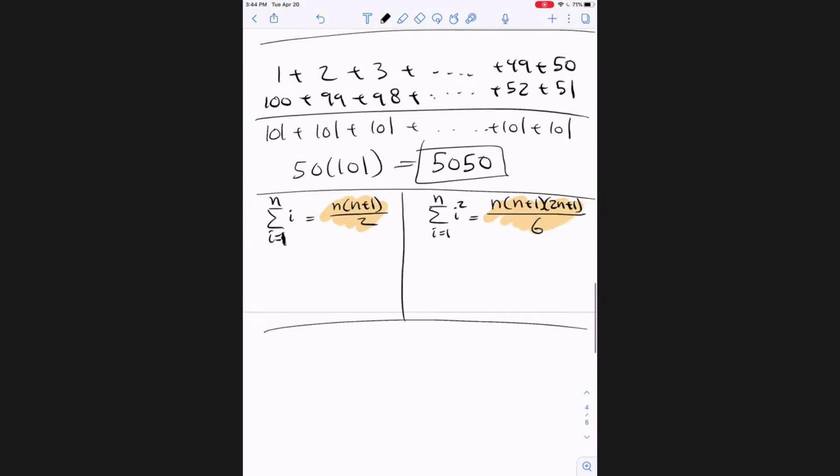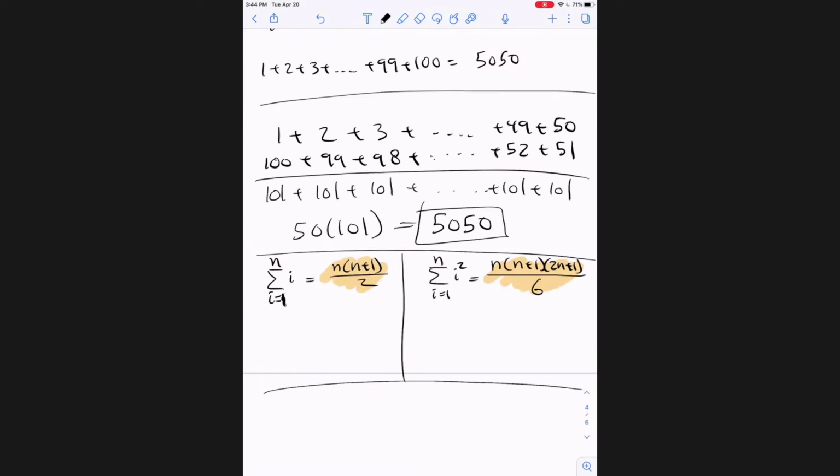Professor, that's a number 6, right? On the second one? Yeah, that's the number. This on the denominator, yeah, it's a 6.